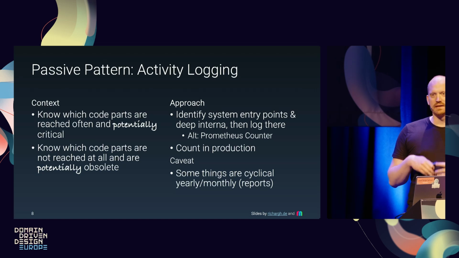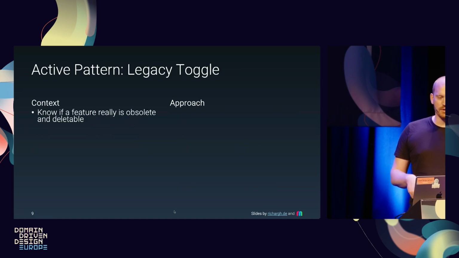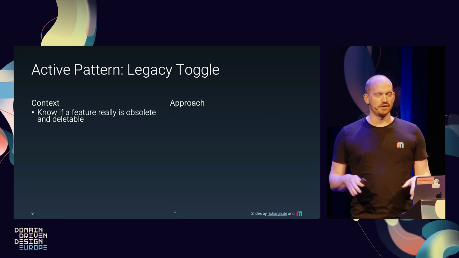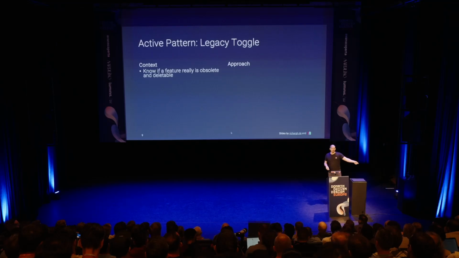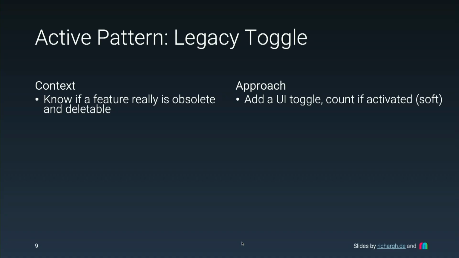But it guides you. And the other one is the legacy toggle. And you're going to be saying this is very, very dirty, and you're right. But it's good to know what is obsolete, because then you won't change it, maybe you even will delete it. What's the approach? Well, there's different ones. One of them is add a UI toggle, right? Someone has to press the switch before he can use whatever feature.